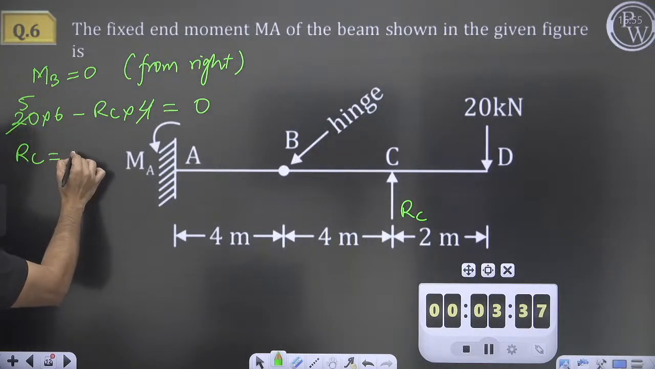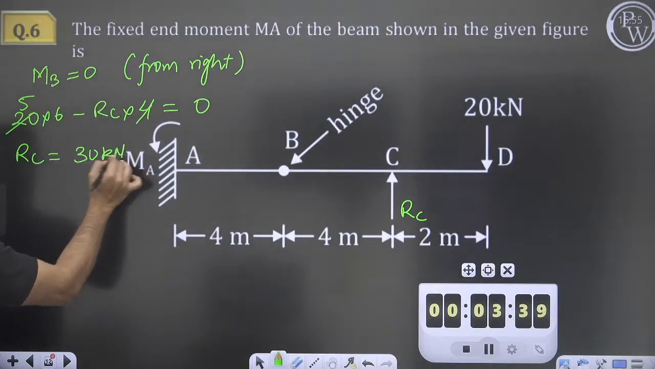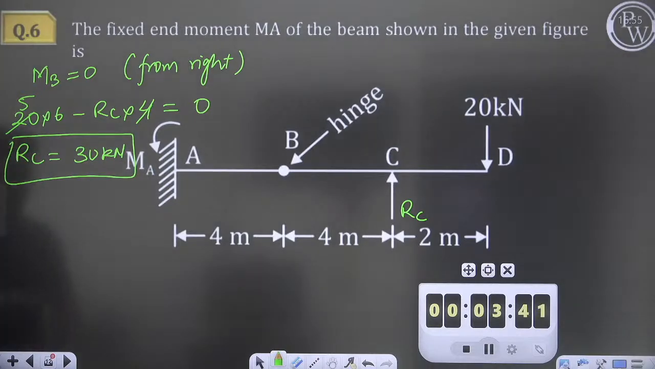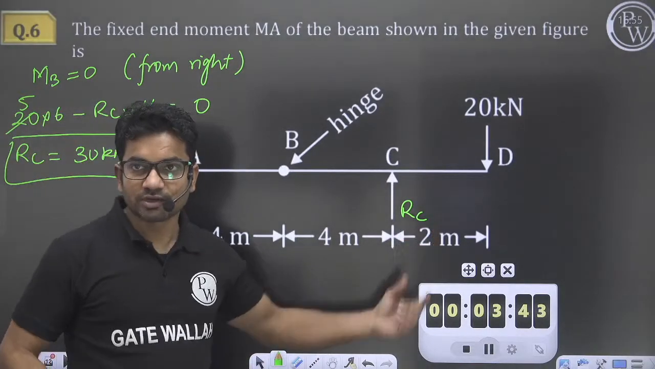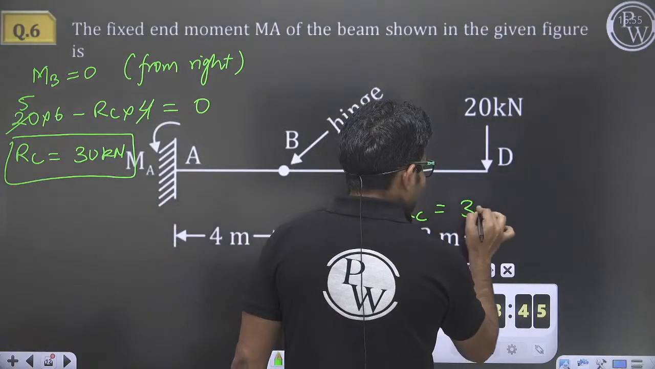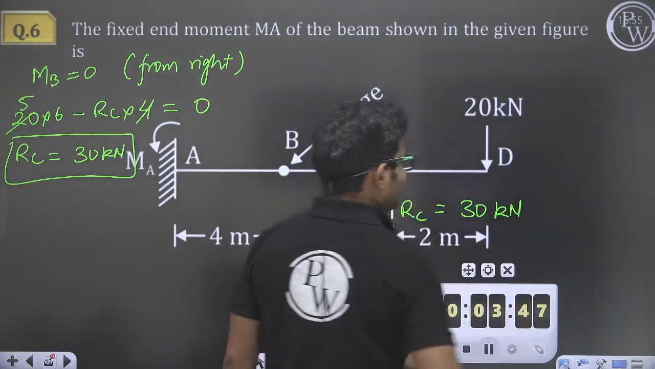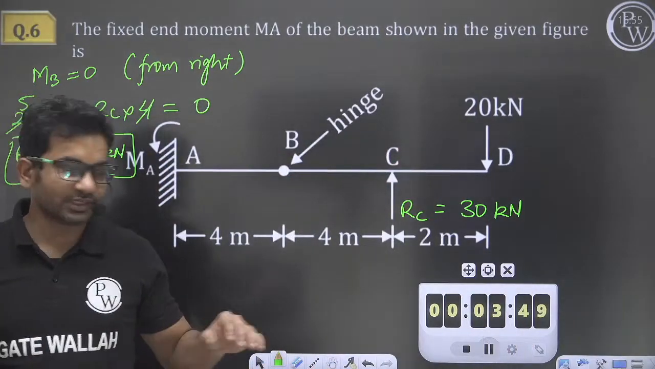5 6 are 30. So RC is equal to 30 kilonewton. RC is 30 kilonewton. Very good. We have found out the RC. Congratulations. Now, next part. RC we have found out 30 kilonewton. Half the question is done.